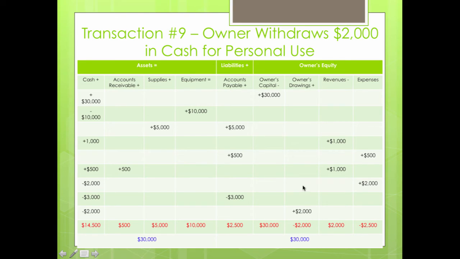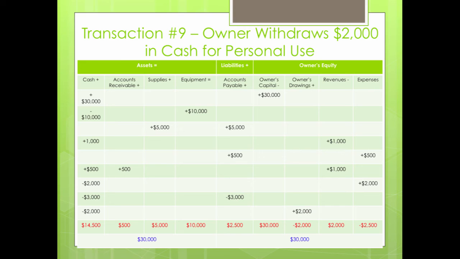Okay? And we don't do that here because remember that the equation is capital, owner's capital minus owner's drawing. So if we put another minus here, you remember your algebra, a minus and a minus equals a positive. We don't want to do that. So we want to make sure that we leave it positive here as 2,000 because the accounting equation will take care of subtracting this, okay?